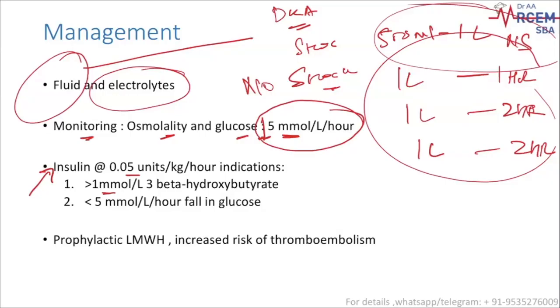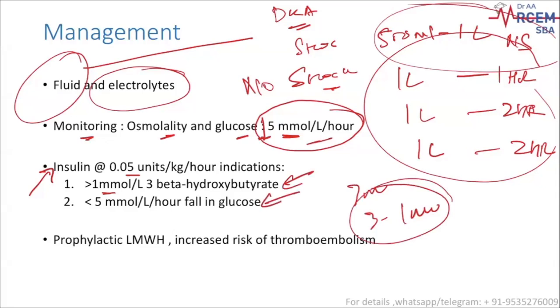Okay, ketones are insignificant, yes, it is not more than 3 millimoles. But if it is more than 1 millimole and less than 3 millimoles, in this range, then you go ahead and start the insulin. If the glucose, what you are monitoring here, is not falling down by 5 millimoles per liter per hour, then also you go ahead and start low dose insulin.